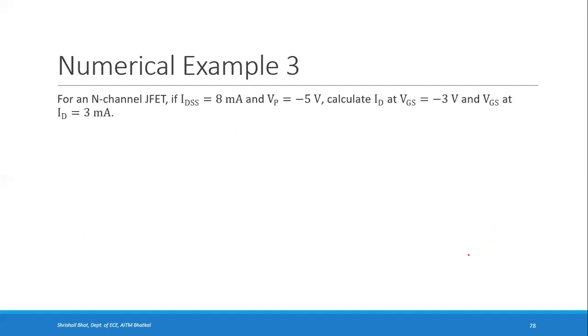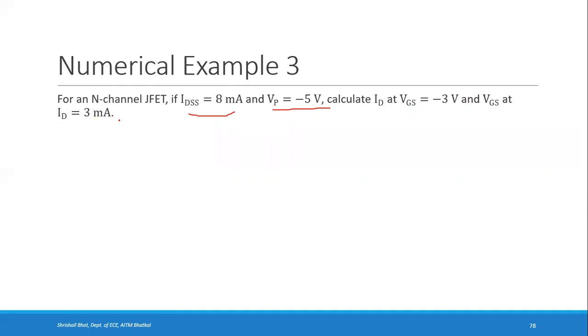Next question is again on a JFET. It is given for an N-channel JFET that IDSS is 8 milliamps, VP is -4 volts. You are asked to find ID at VGS equal to -3, and VGS at ID equal to 3 milliamps.